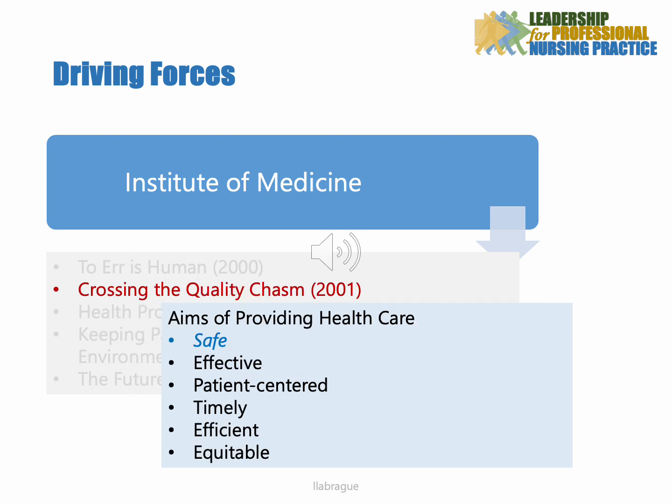Another important work of the Institute of Medicine is Crossing the Quality Chasm, which was released in 2001. This report contains the different aims of providing healthcare. And again, if you would notice, one of these aims emphasizes safety, or patient safety. In other words, healthcare workers, including nurses, who are providing care to the patient should prioritize patient safety.